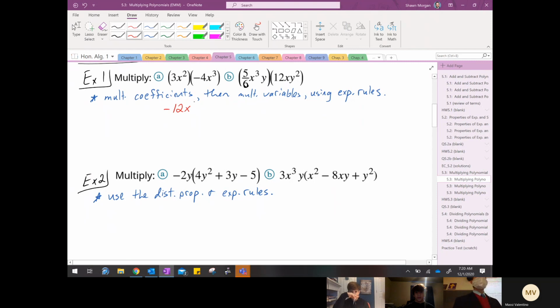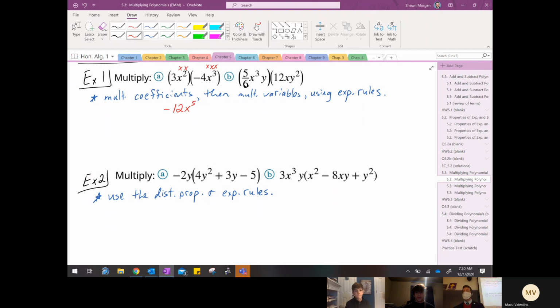X to the... Yes, speak up, Paul. Add the exponent. So we're going to have an exponent of 5. Very good. Because look at it. It's like x squared is x times x, cubed is x times x times x. So, of course, we got 5 x's sitting right there. So that's x to the 5th.